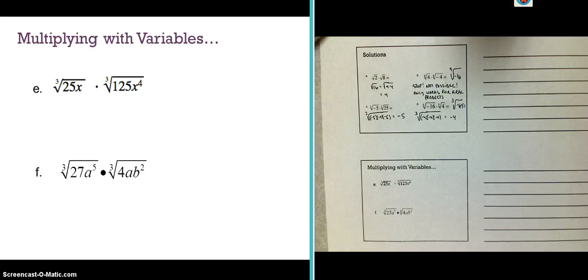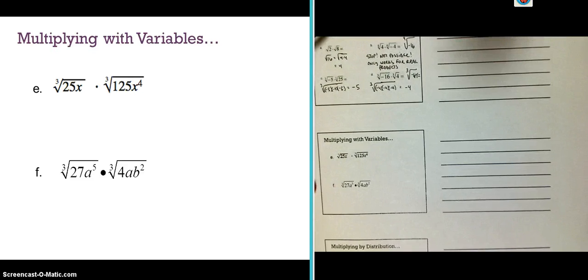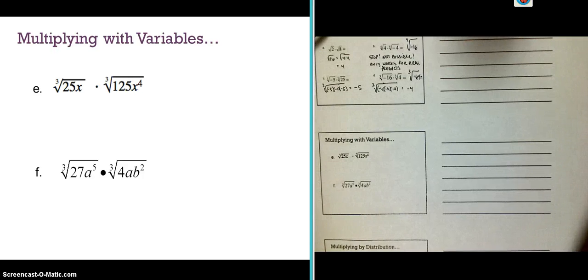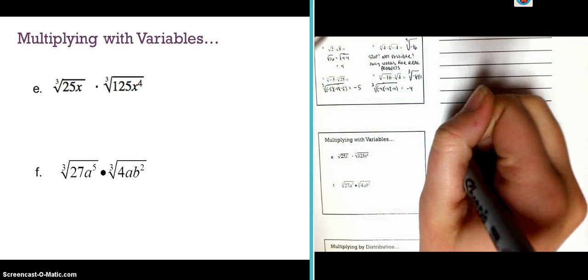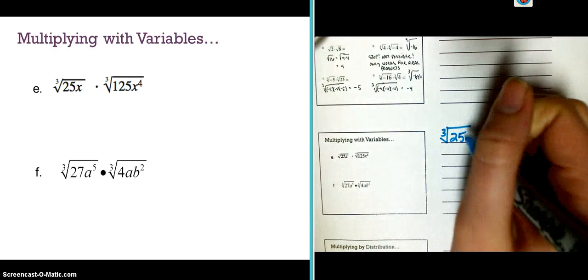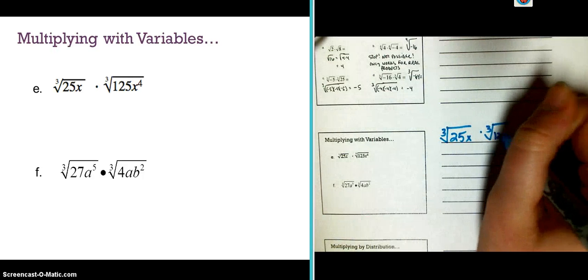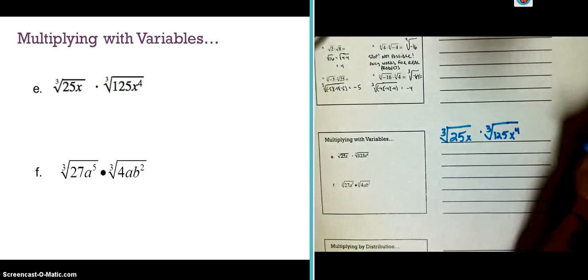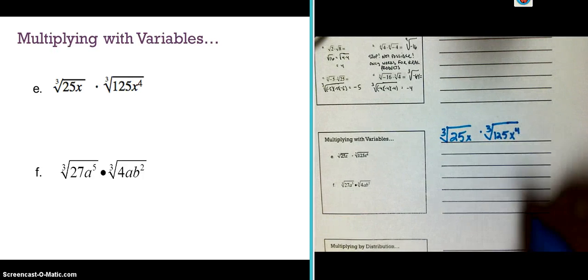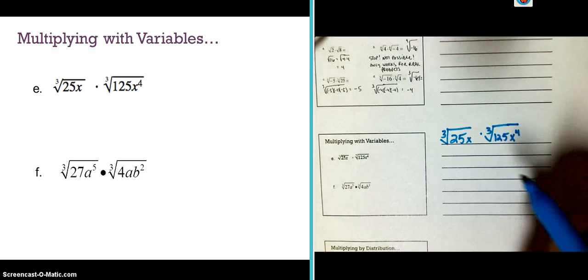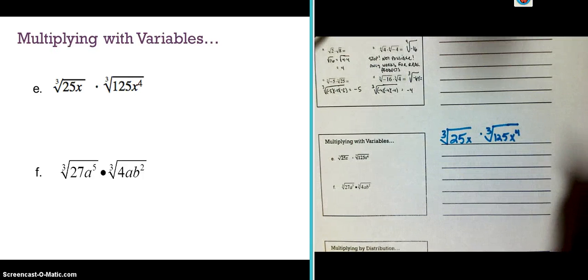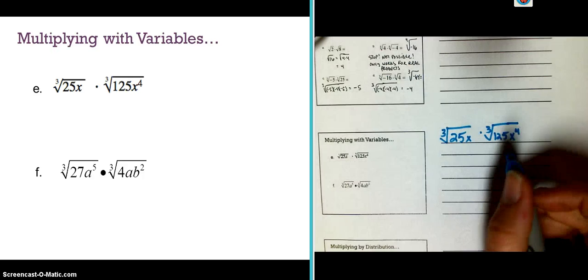For the following problem, we're actually multiplying with variables now, not just numbers. So I'm going to write this one over here so I have a little bit more space. We have the cube root of 25x times the cube root of 125x to the fourth. Before we multiply, we can actually simplify the second radical expression. The cube root of 125 is actually 5. And the cube root of x to the fourth, if we were to break that down, we would have x times x times x times x, and we'd be able to circle 3 of those.